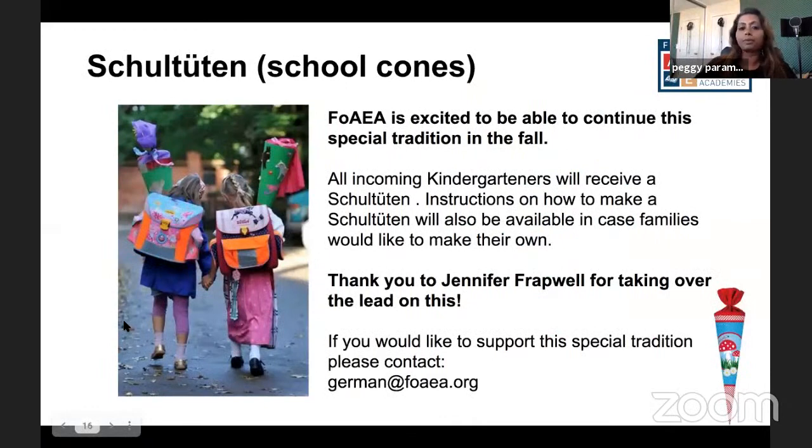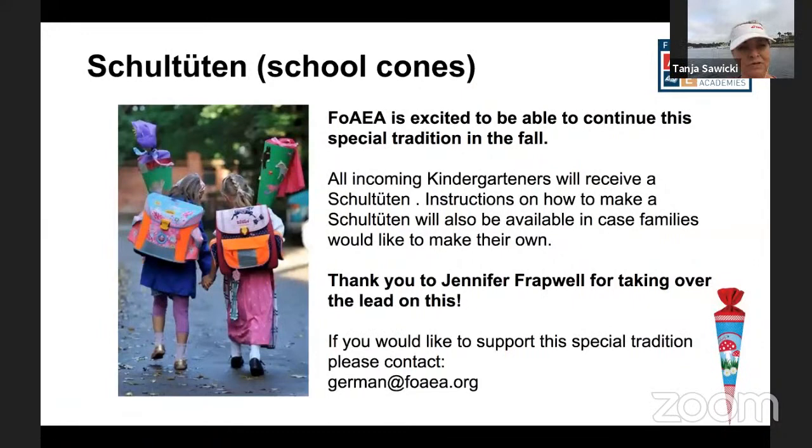There it is, the Schultüten. Near and dear to my heart are the Schultüten. Those are the school cones. And again, this is something that would fall under the cultural liaison position, though I am also happy to report that I do have somebody that will be taking the lead on this.